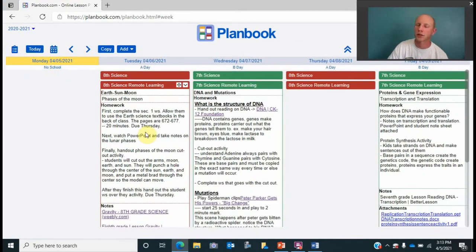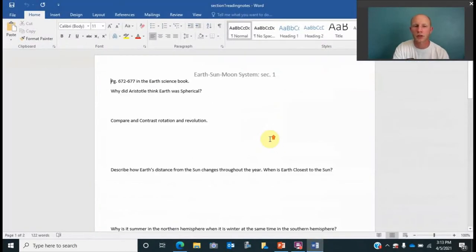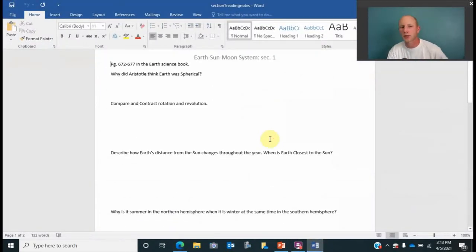So today we're going to start learning about the phases of the moon. We're going to touch on the Earth. We've already done a lot on the Earth. But that section one reading that you guys have probably already done by now says first complete the section one worksheet, allowing them to use the Earth science books on pages 672 through 677. So you guys should have already completed this or got really close. I've allotted about 20 minutes to do this.